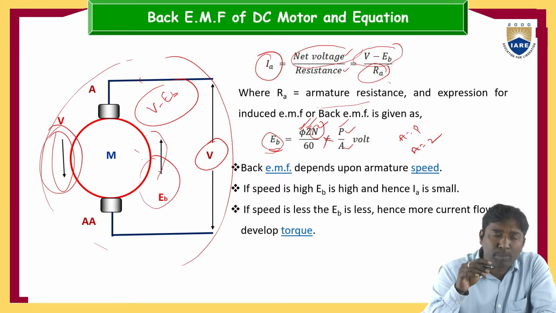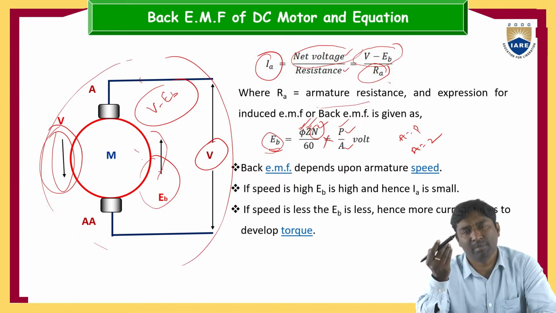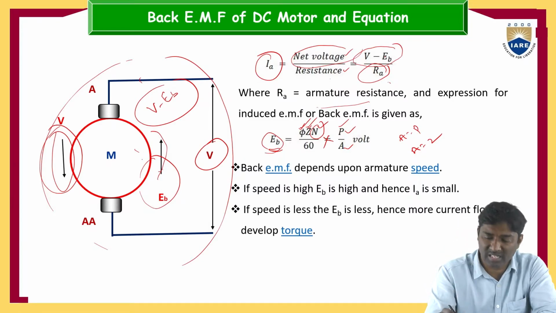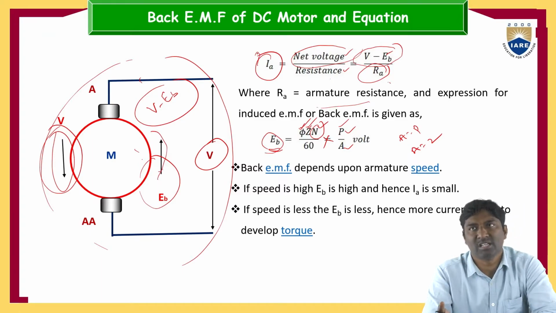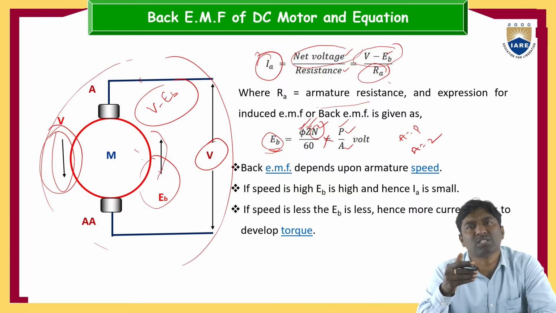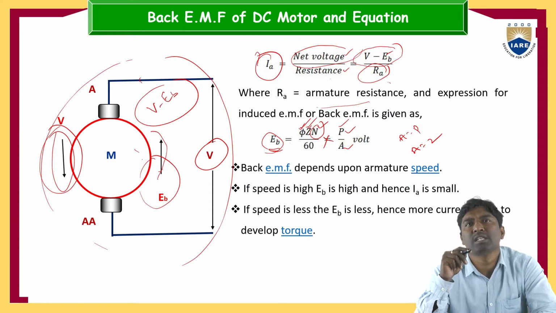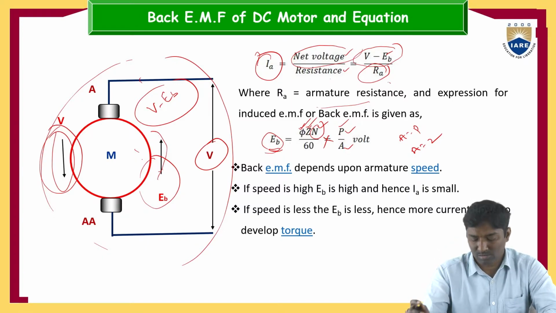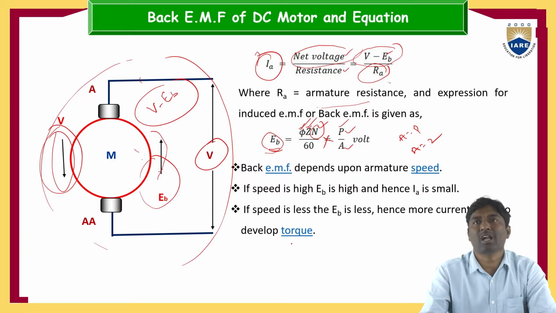If the speed is less, then the induced back EMF is also less. If the back EMF is less here, then what will happen? Armature current will be high, so more current flows here. If more current flows, that develops the torque in the conductor. So then we'll discuss torque first.